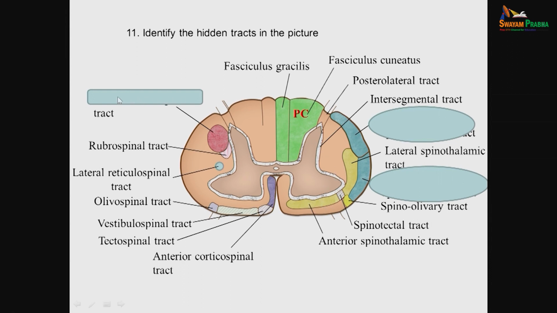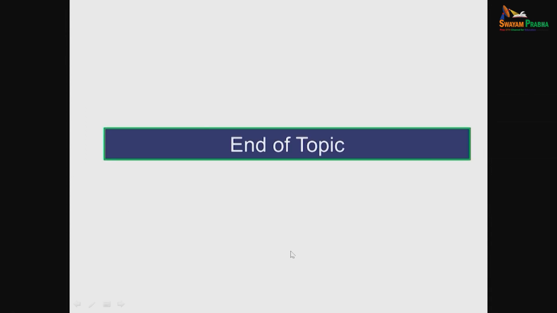The last question is, identify the hidden tracts in the picture. What is this tract? This will be your descending tract, that is the lateral corticospinal tract. On this side you can see 2 tracts, one anterior and another posterior. These are nothing but the anterior and posterior spinocerebellar tracts. That completes the assessment. Thank you.